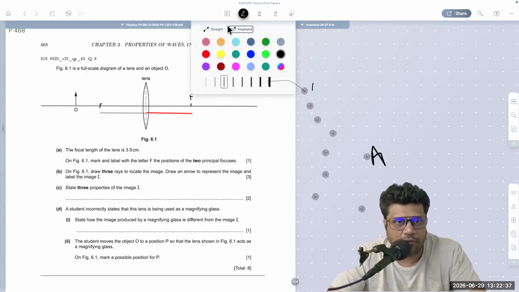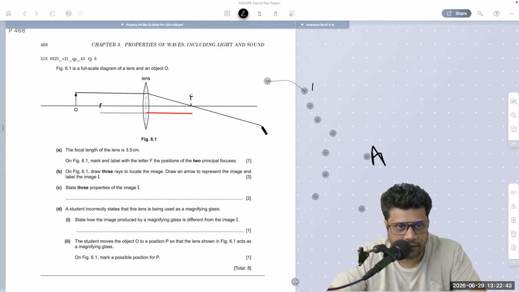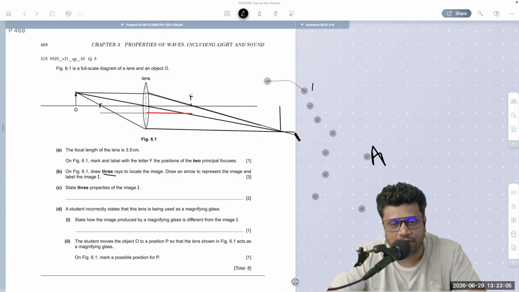And now I'm going to use the rules. So there it is, rule number 1. And there it is, rule number 2. Thankfully, this time I see they are meeting on the page itself, somewhere there. They wanted 3 rays to be drawn, so I'm going to draw the third one, which seems to go like this and meets the other 2 rays out here. That's where the image is going to be.